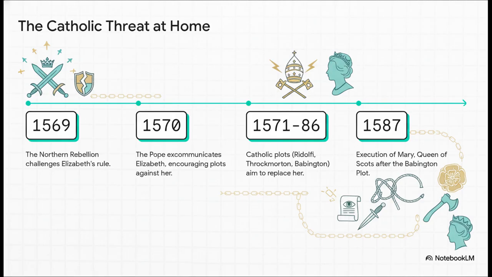This lit the fuse for a whole series of secret plots, all trying to kill Elizabeth and replace her with her Catholic cousin, Mary, Queen of Scots. And as you can see, every plot pushed Elizabeth's government closer to one final terrible solution: executing Mary.